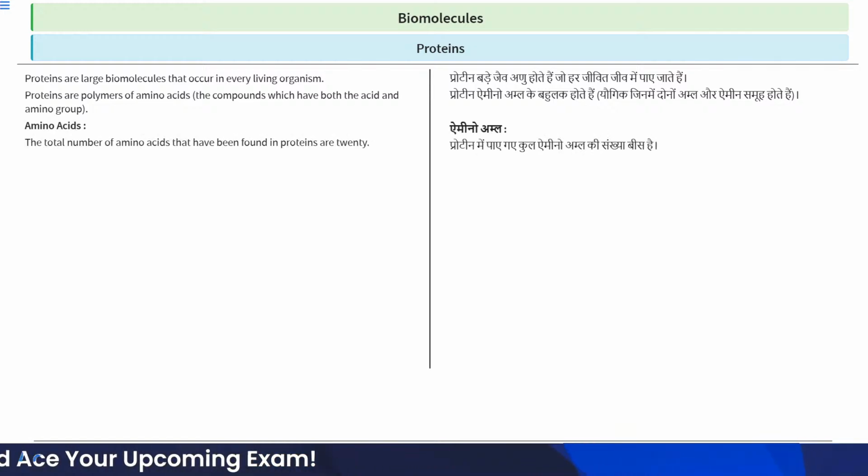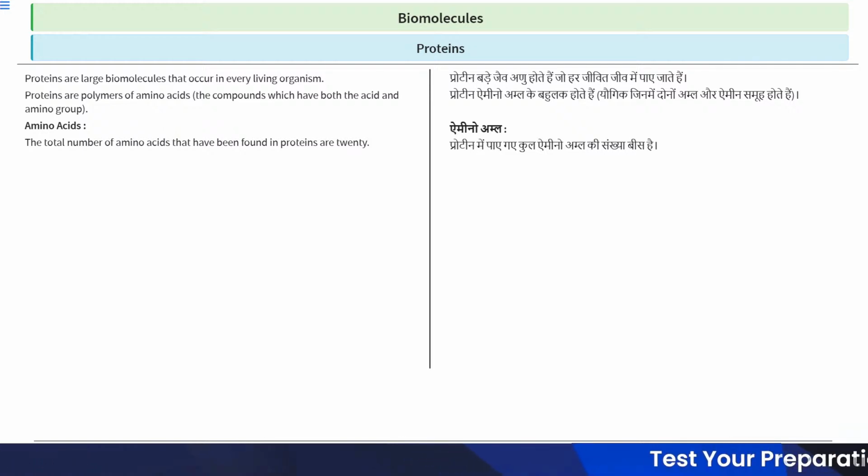First of all, the total number of amino acids that have been found in proteins is 20.